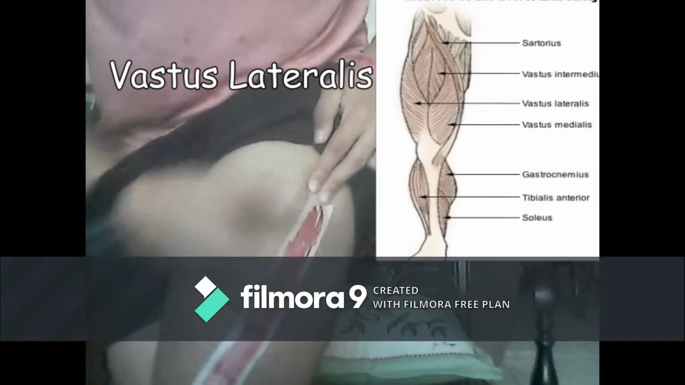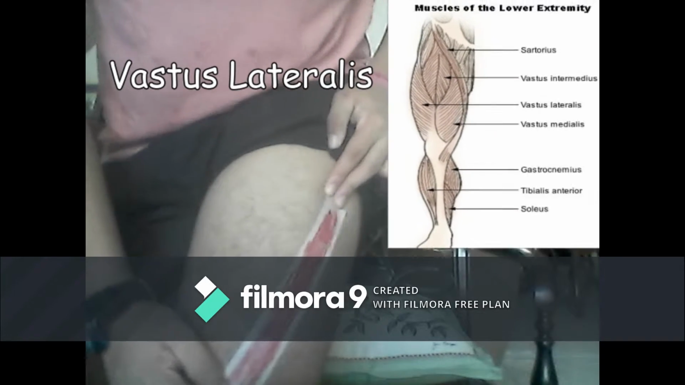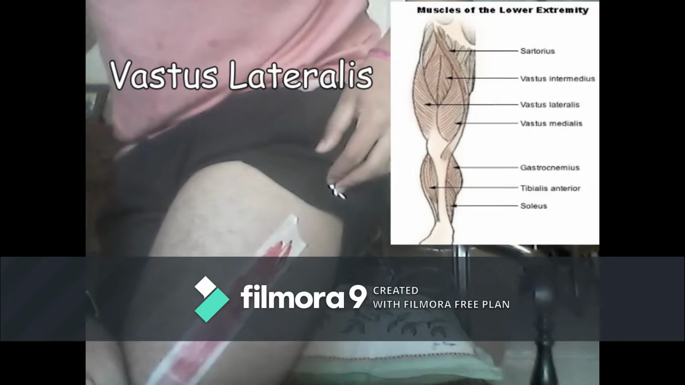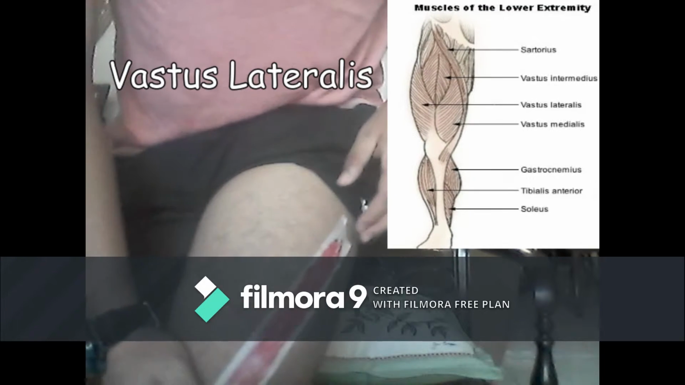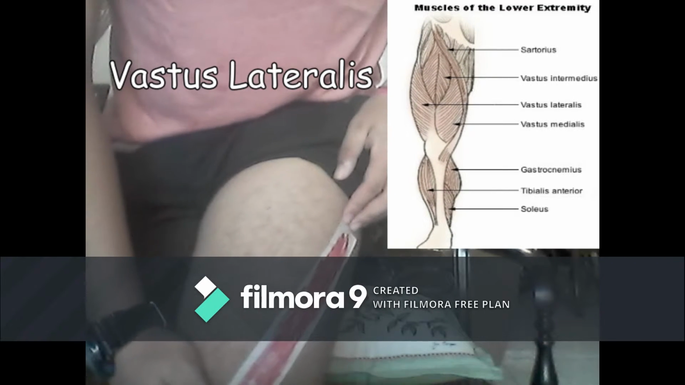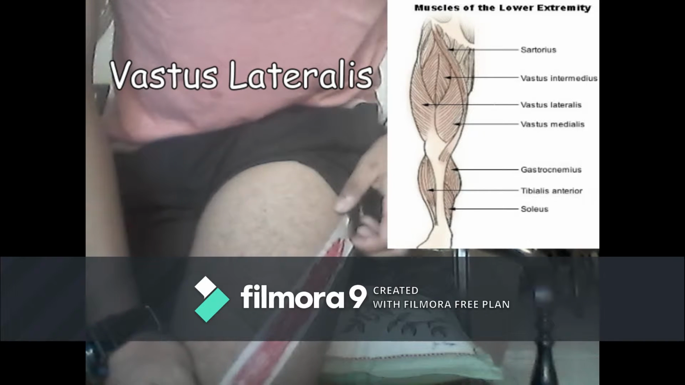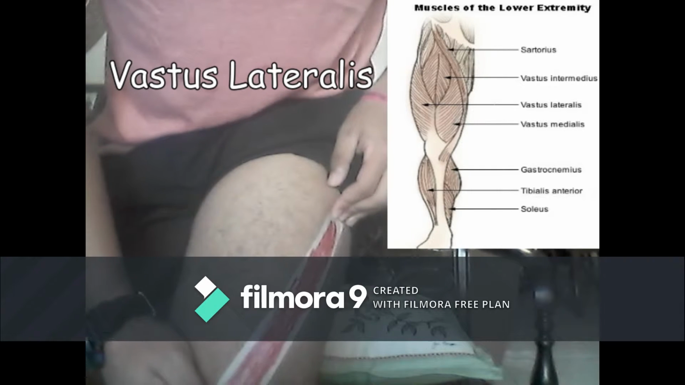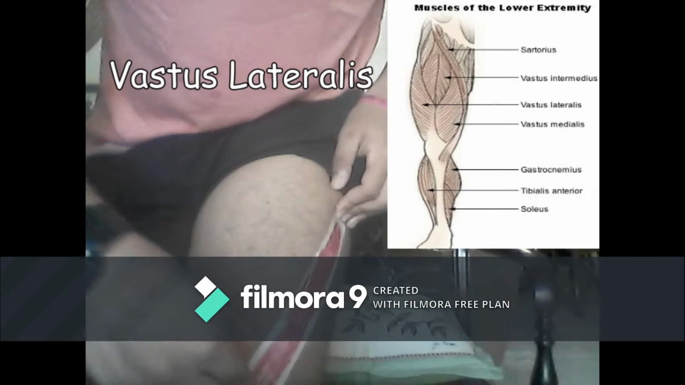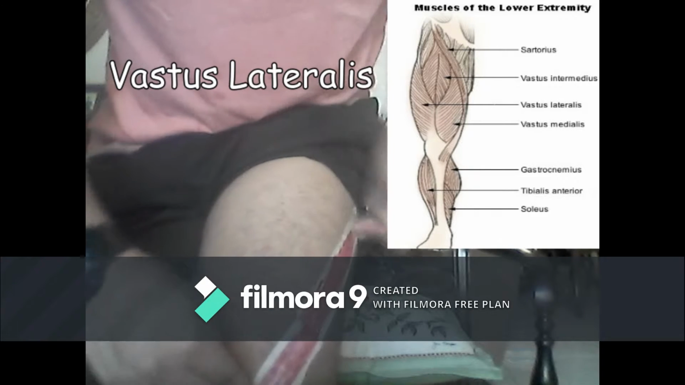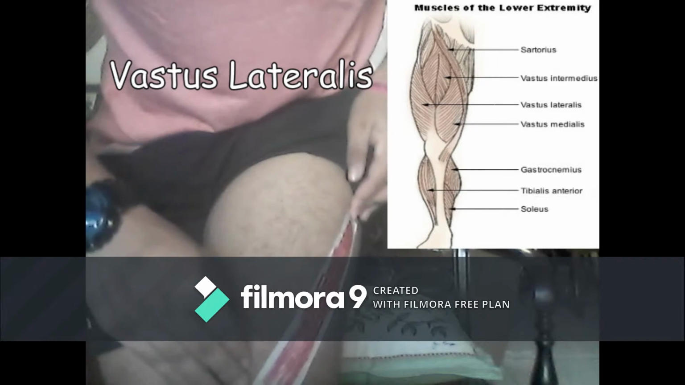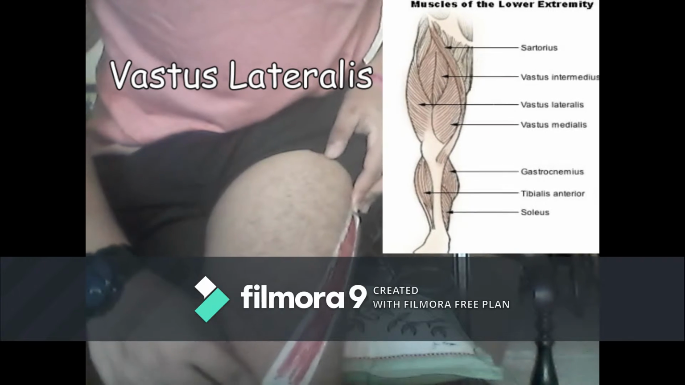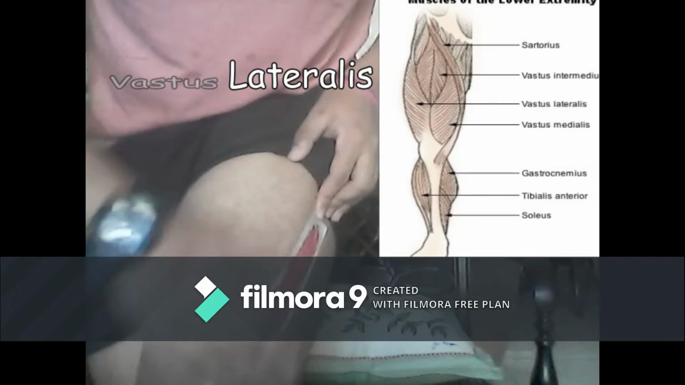And now for the vastus lateralis. So it originates from the greater trochanter and the intertrochanteric line and the linea aspera of the femur, and it inserts by the patella and by the quadriceps tendon, and tibial tuberosity by the patellar ligament. So the action of this is that it helps in the extension of the knee and the stabilization of it.